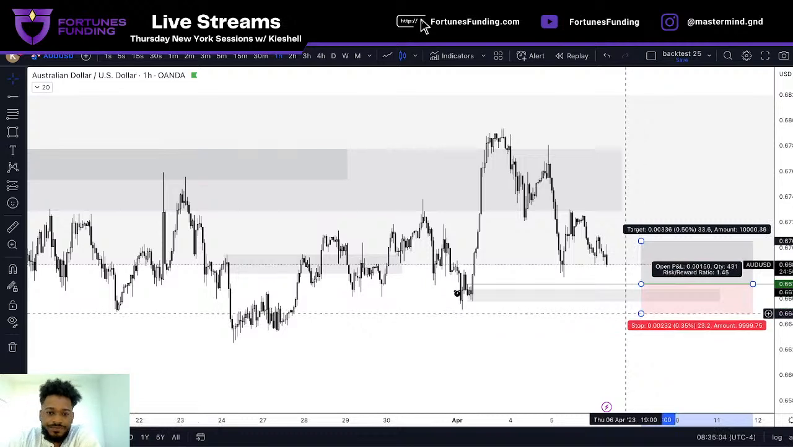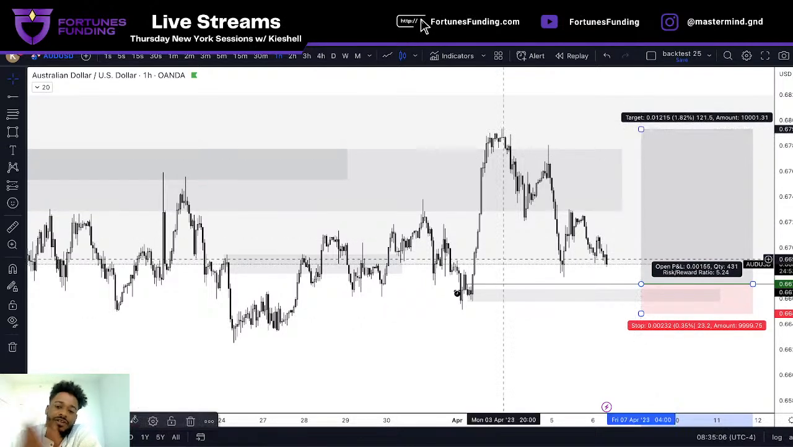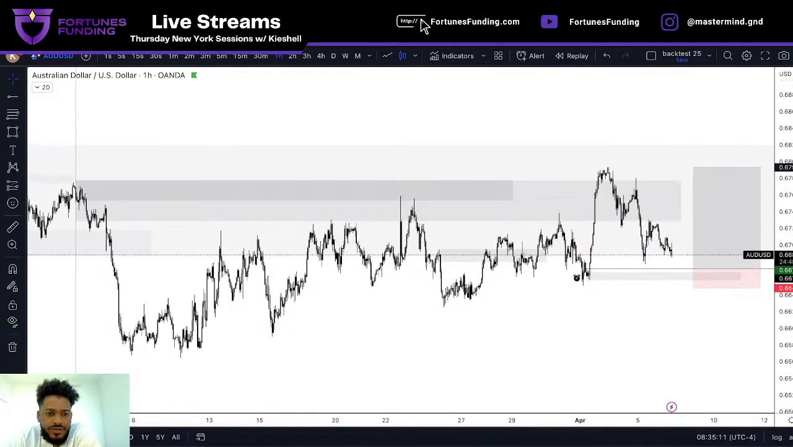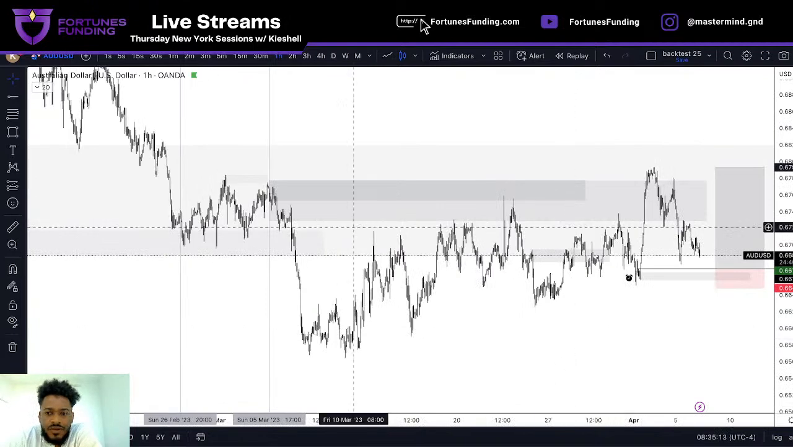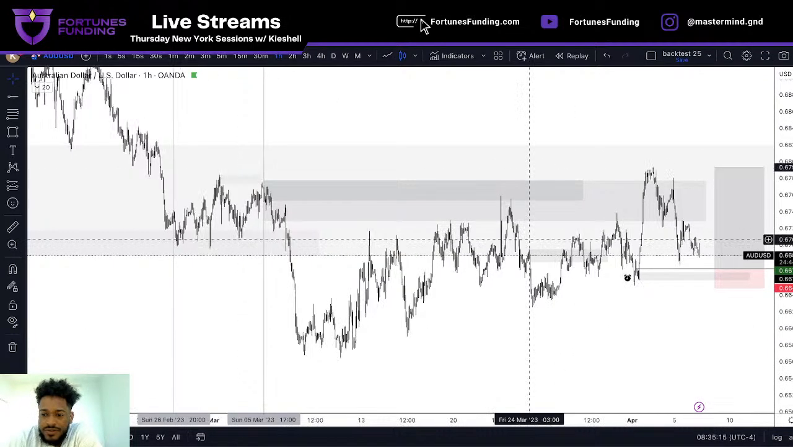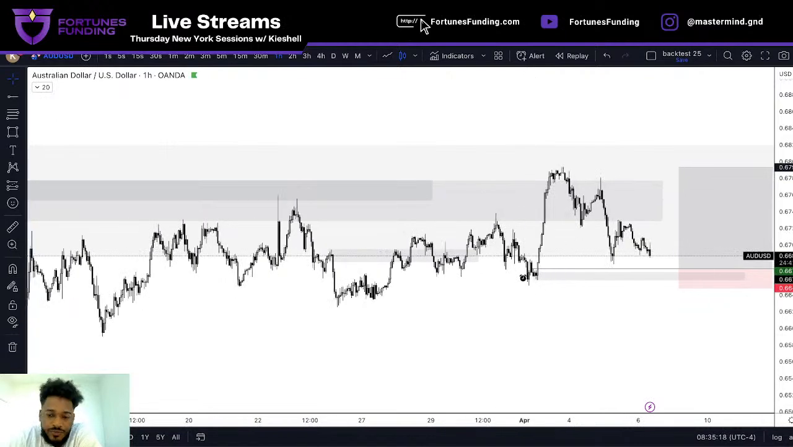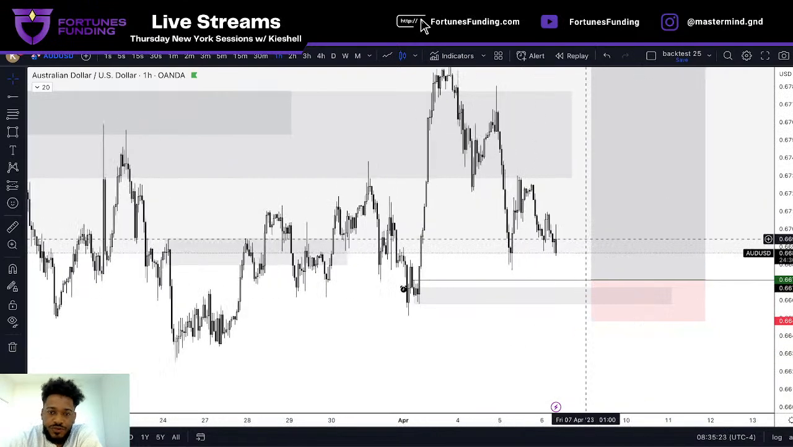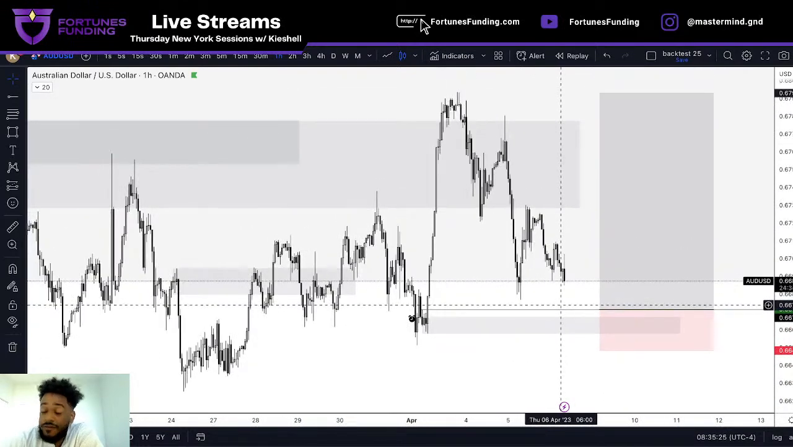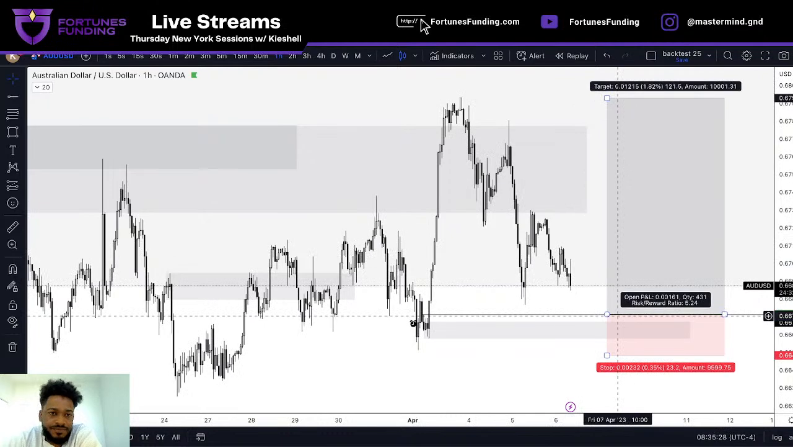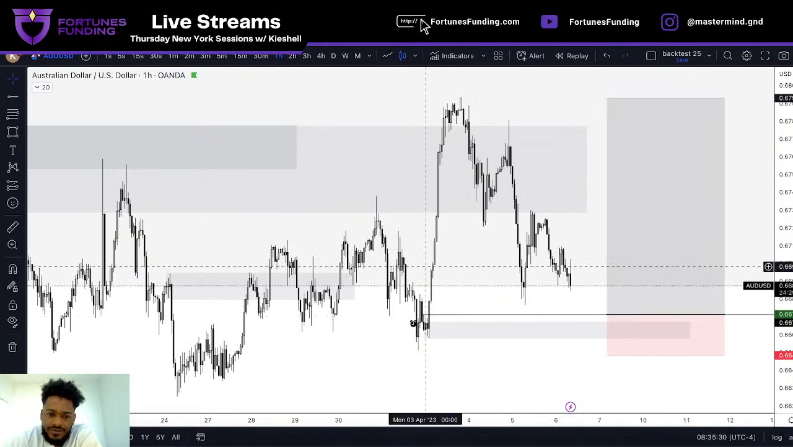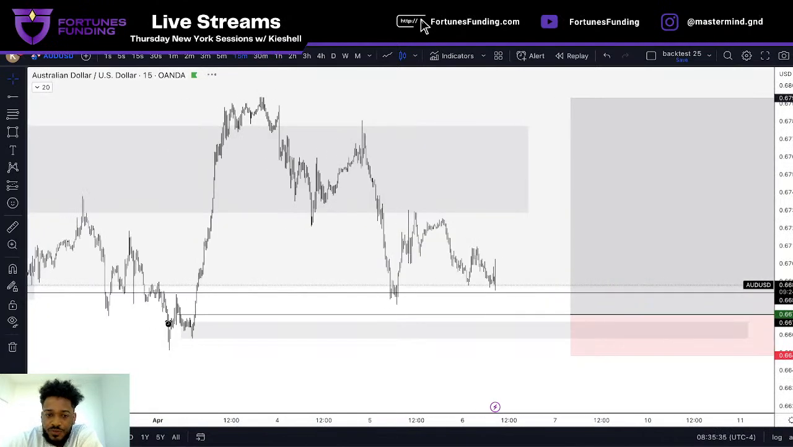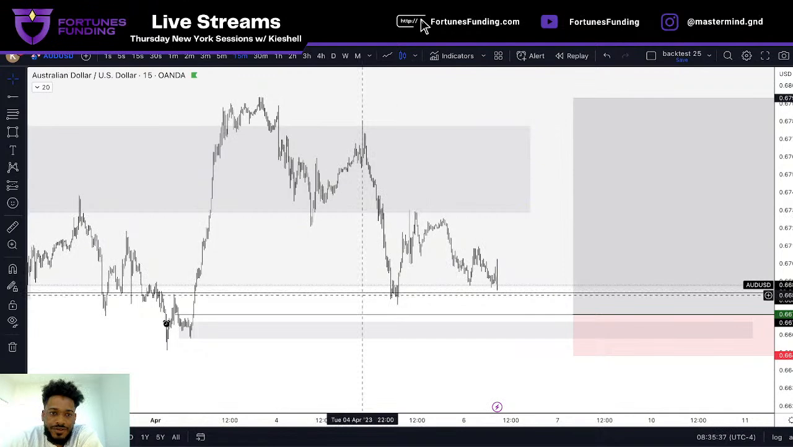AUD USD. We basically have a nice demand zone right here, right? We have a nice trend that took out supply. So there's a good chance that we can get a reaction off this demand zone, right? It's worth the risk for me. So I've already placed a buy limit here, but once the market gets down there, then I might add positions with lower time frame confirmation.